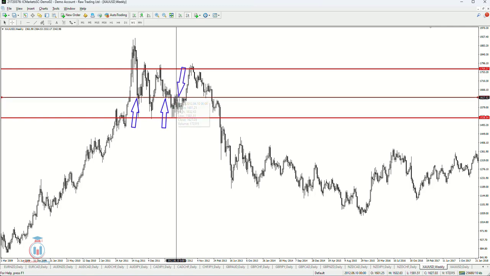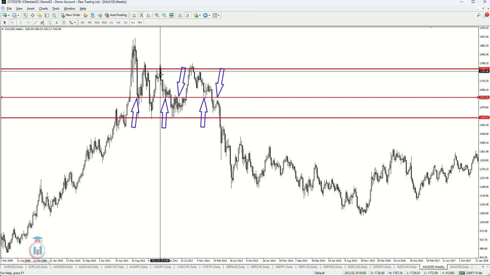Here are several open and close prices, wicks, and here it is very close with these wicks. So this will also be a position where the price is touching. So this could be a very good support and resistance line for the weekly time frame.